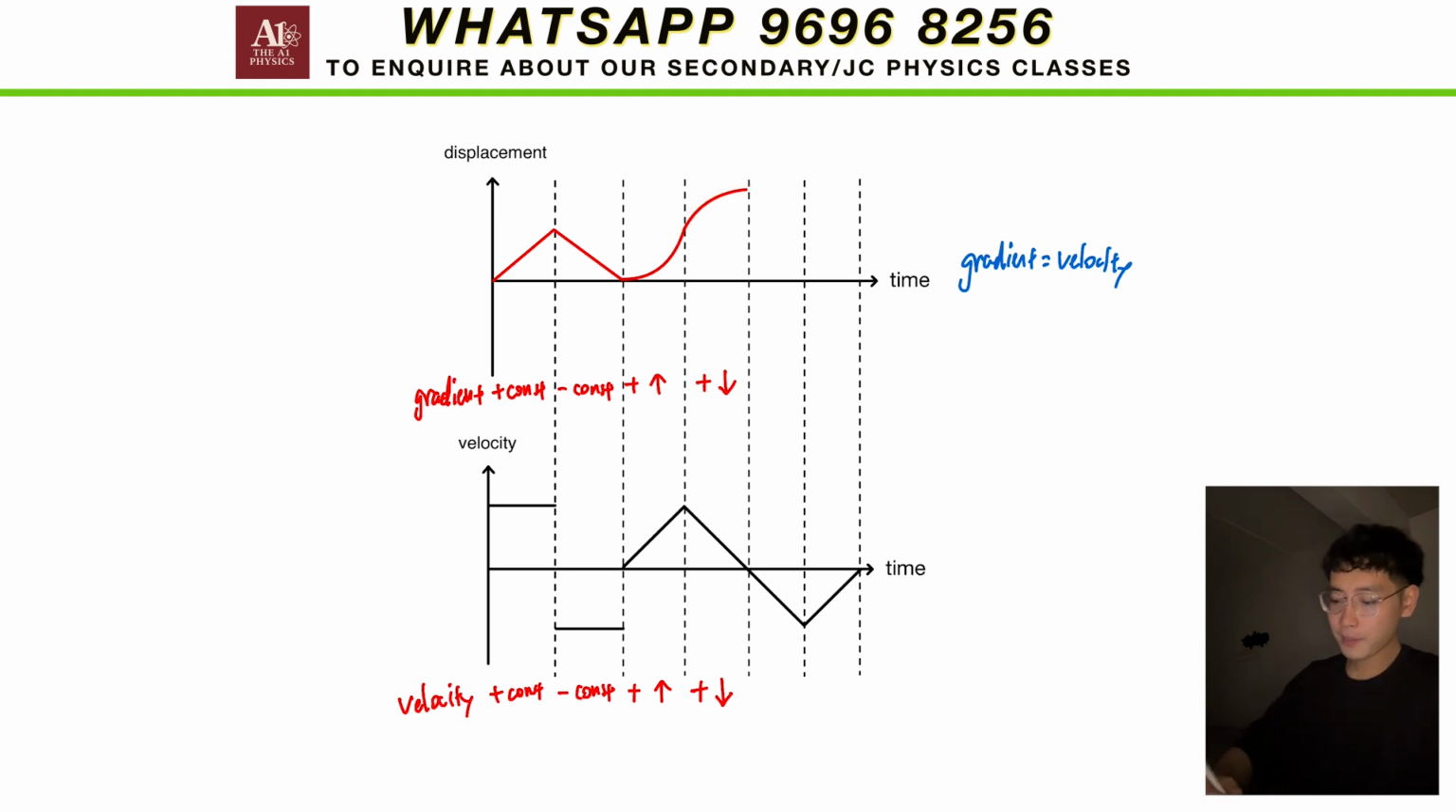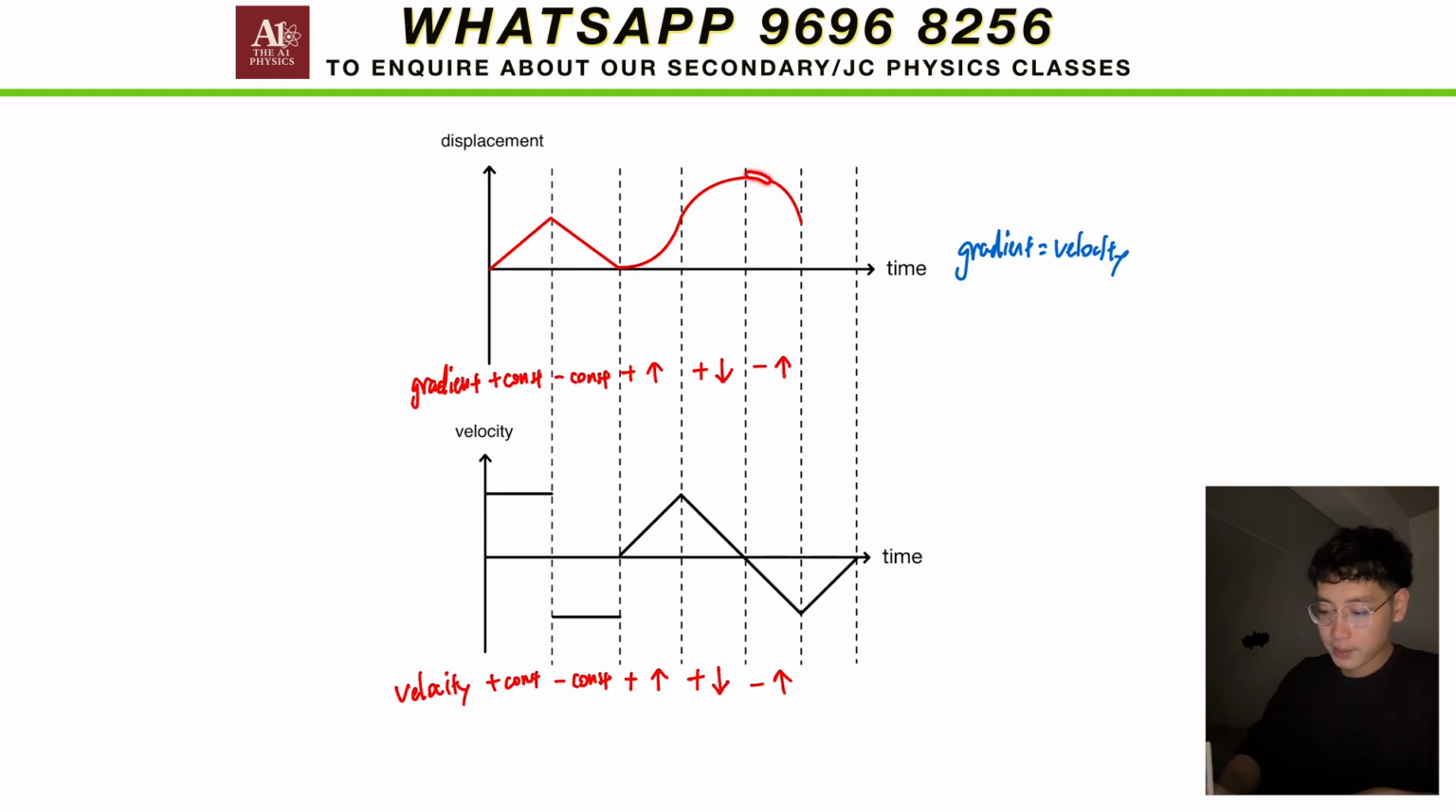Now over here, what's happening? My velocity is negative. It's actually becoming more and more negative. Right, over here is not decreasing. It's actually increasingly negative. Right, from zero become more and more negative. So it's actually becoming increasingly negative, which means that my gradient will be increasingly negative. The slope downwards is going to get steeper and steeper.